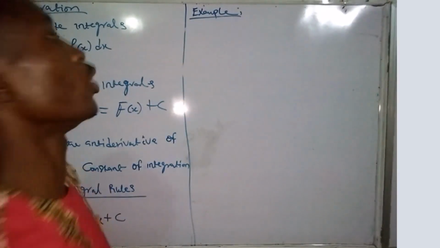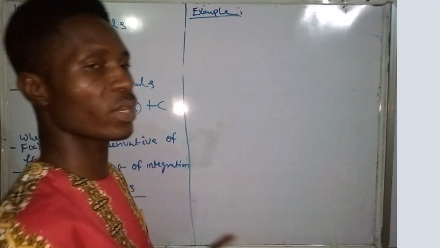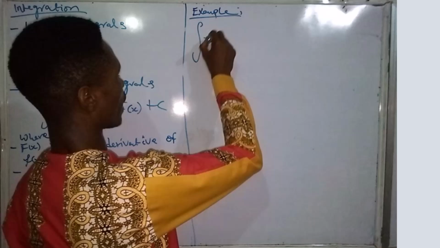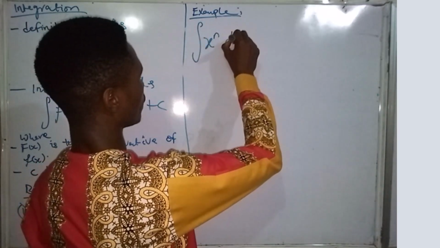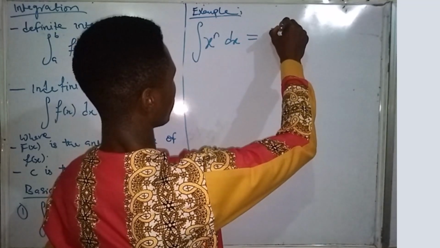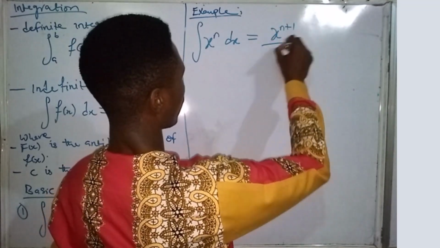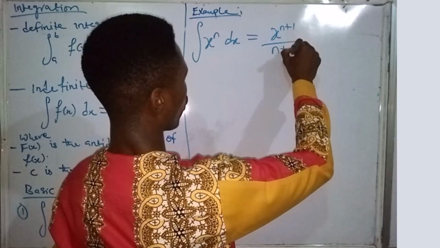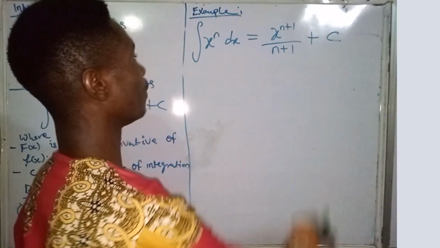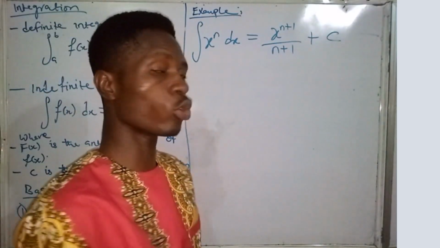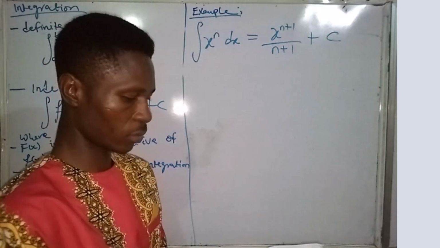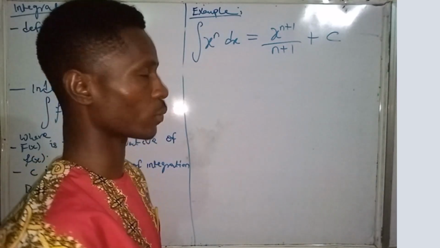Now, normally, for you to integrate anything, it starts this way. Integral of x raised to the power of n dx equals x raised to the power of n plus 1 all over n plus 1 plus c. So this is the basic or the major rule for integration, the integration of a function.